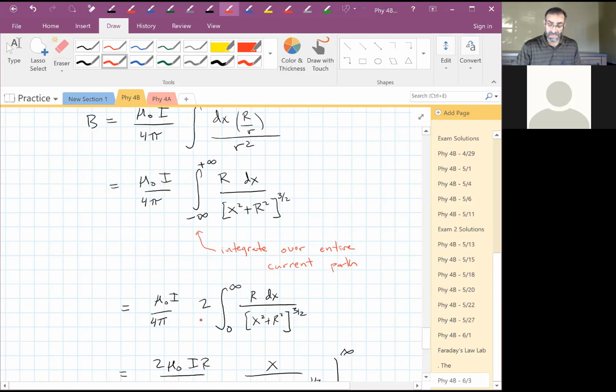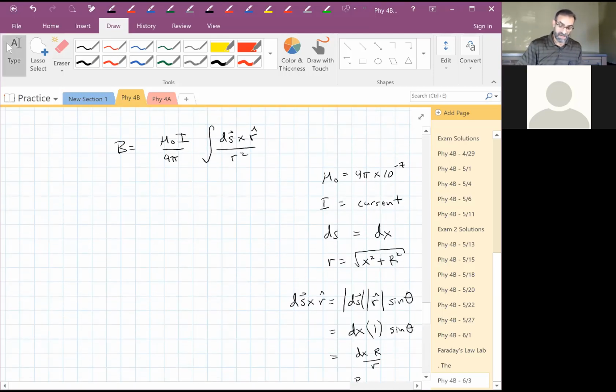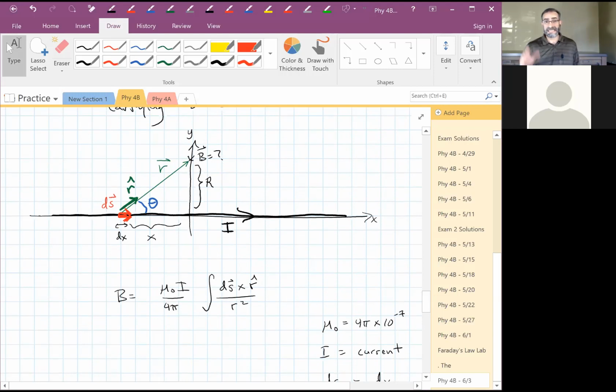Direction. So the direction comes from, you can do it 2 ways. The direction comes from the cross product. ds cross r hat gives you the direction, or you can use your right hand rule where you stick your thumb in the direction of the current and you say that anywhere above this wire, it's going to be coming out of the page. Everywhere below the wire in the plane of the page, it's going to be going into the page.